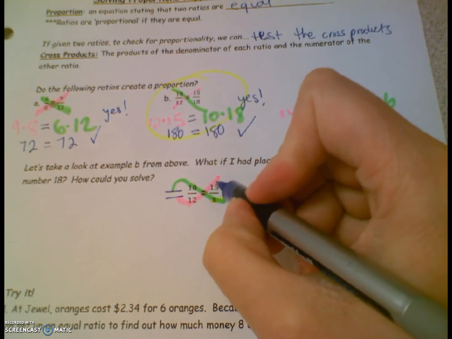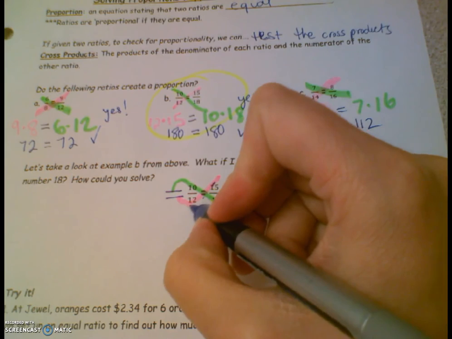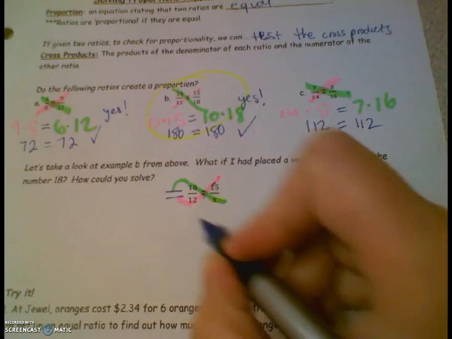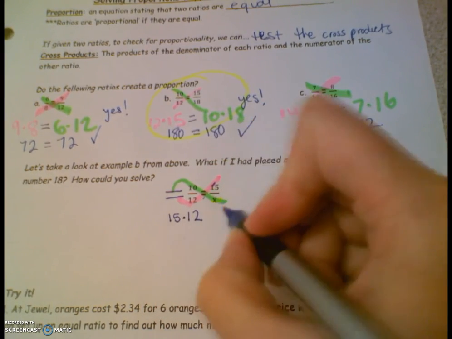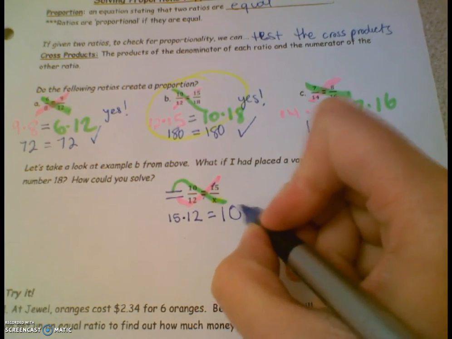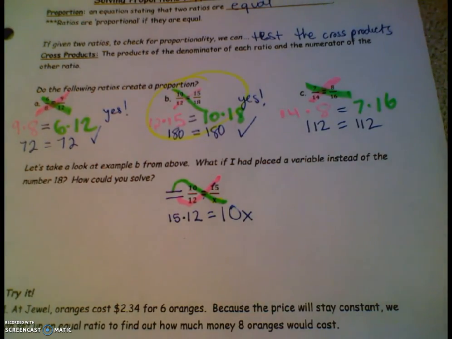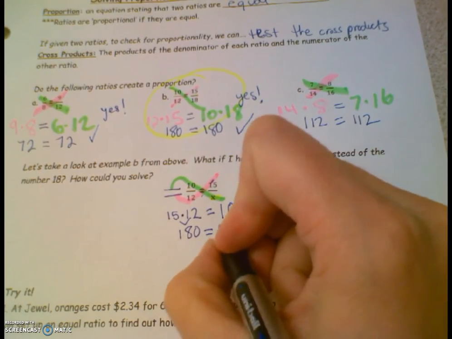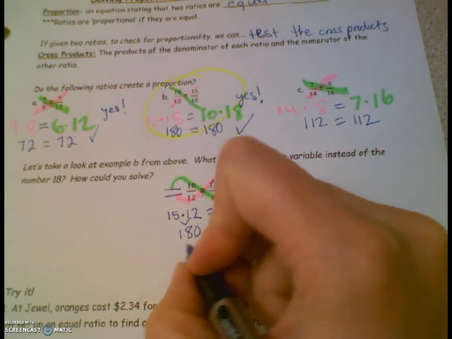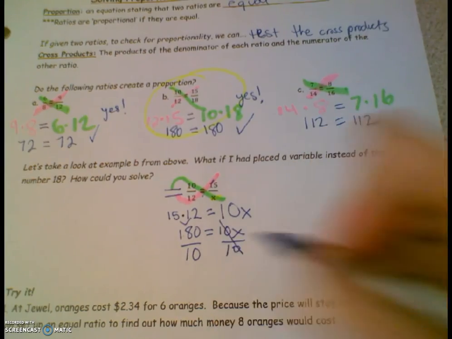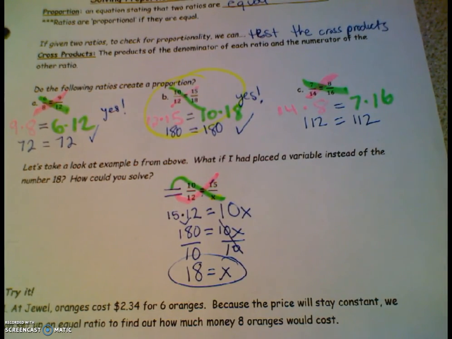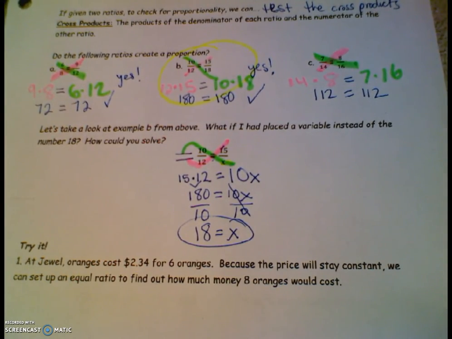So again, what we know is that 15 times 12 is going to be equal to 10 times x. So let's go ahead and write that out. 15 times 12 is going to be equal to 10 times x, which can be written as 10x. From here, I can simplify 15 times 12, which is 180, equals 10x. And from here, I can just solve a one-step equation, trying to get x alone. 18 equals x. So you can actually use cross products to solve for unknown values in a proportion.